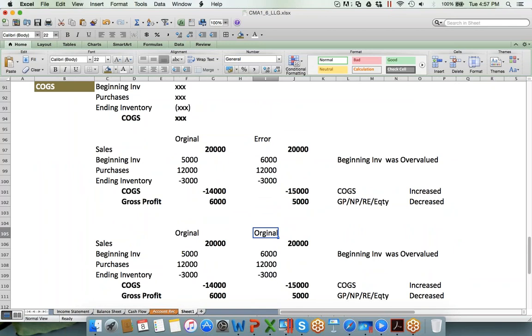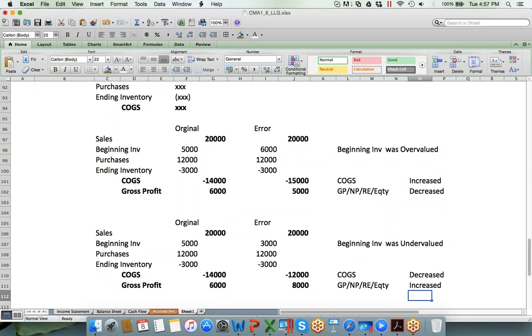Okay, this is again an error. The error is that we used only 3,000 here. This was 5,000, but with the error it has become 3,000. So cost of goods sold is reduced, gross profit increased. So beginning inventory was undervalued. Cost of goods sold decreased, gross profit increased. This is the impact of an error in opening inventory.